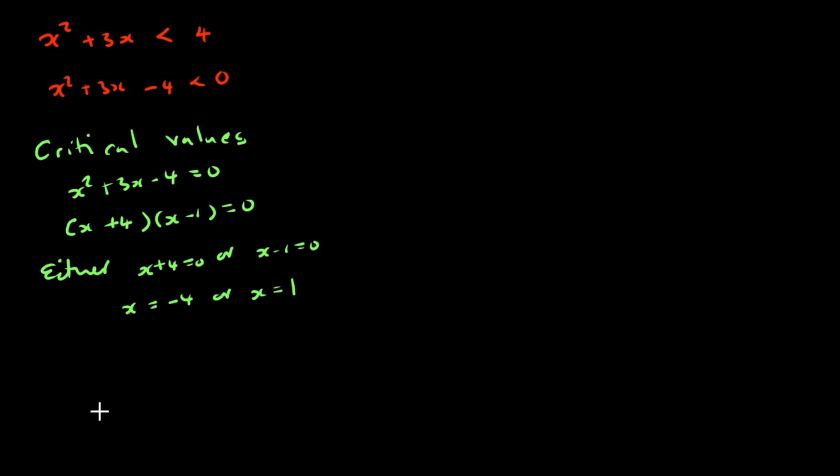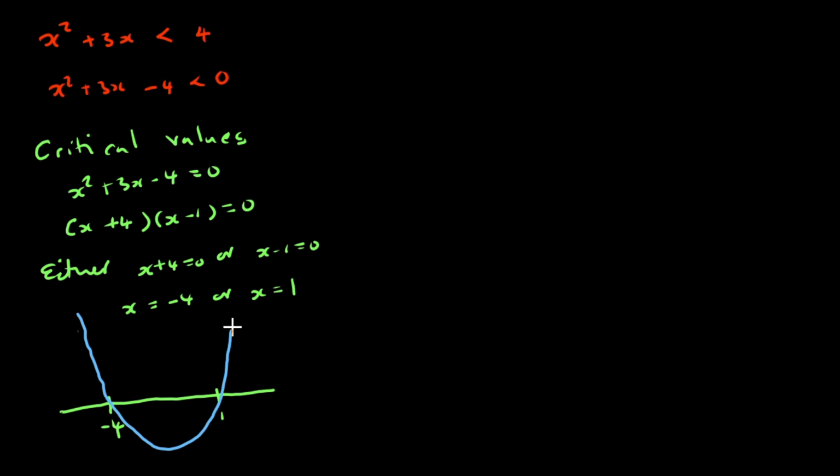After you are done with this, draw a number line. On the number line, the smallest goes to the left, minus 4. The biggest goes to the right, which is 1. Then after that, you now think, is it a smiling graph or a sad graph? Of course, it's a smiling graph because the coefficient of x squared is positive. So we are going to have this smiling graph.